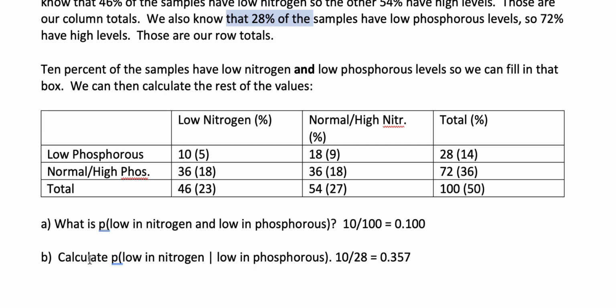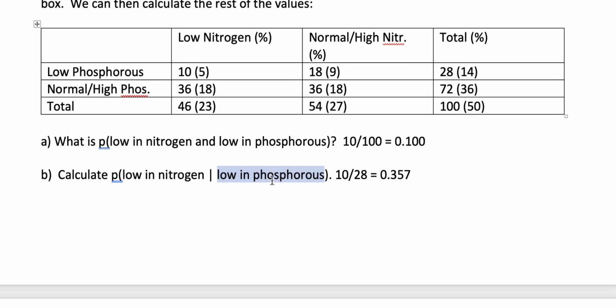What's the probability that a sample will be low in nitrogen given that it's low in phosphorus? So looking only at the low phosphorus samples, which are 28, what's the probability that if I pick one at random, it's going to be also low in nitrogen? That would be 10 out of 28, or 0.357. And again, low in phosphorus here gives us our denominator. And so that would just be these 28 here, which are the 28 out of the 50 that are low in phosphorus.